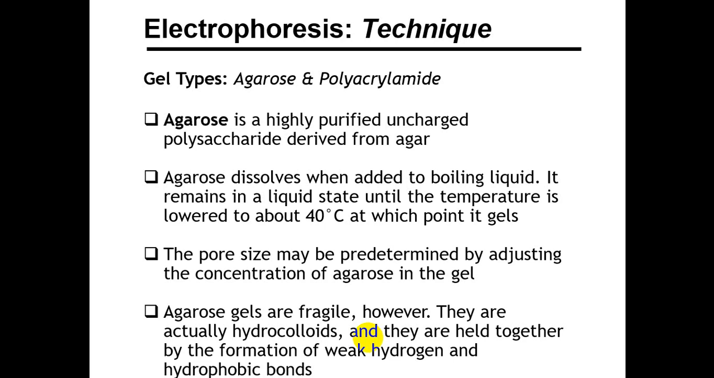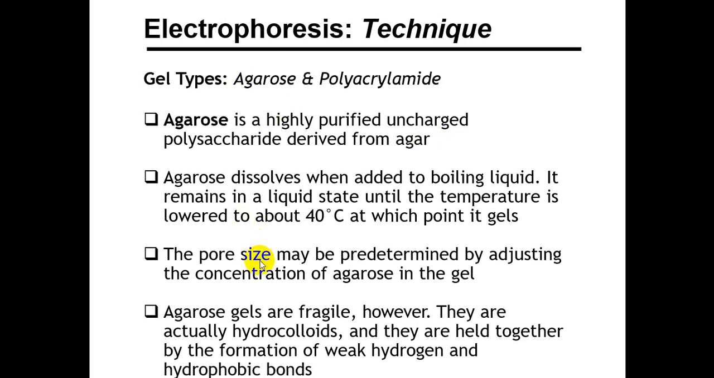So agarose gel dissolves when added to boiling liquid. It remains in a liquid state until the temperature is lowered, so when you lower the temperature to about 4 degrees or below, it gels or becomes hard. The pore size may be predetermined by adjusting the concentration of agarose in the gel. So if you want the pore size to be big, then you lower the concentration or the amount of gel you put in the water and you cook.